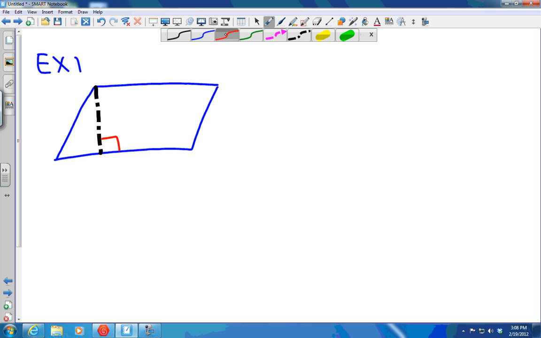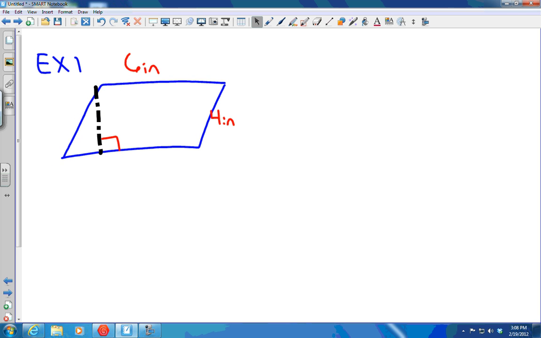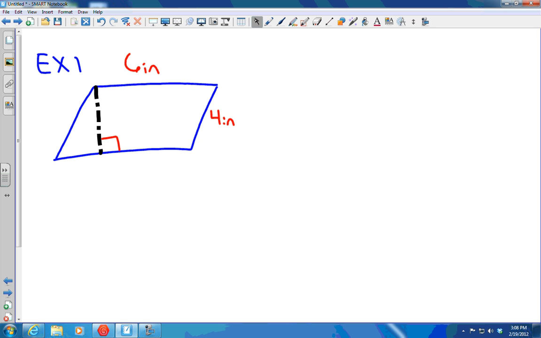Okay, let's say that we have a height of 4 inches and a base of 6 inches. Now, it doesn't matter if this 6 inches is here or here. Those are both the bases. But this 4 inches can't be here. That's not the height because it's not perpendicular to the base. This is not the height.